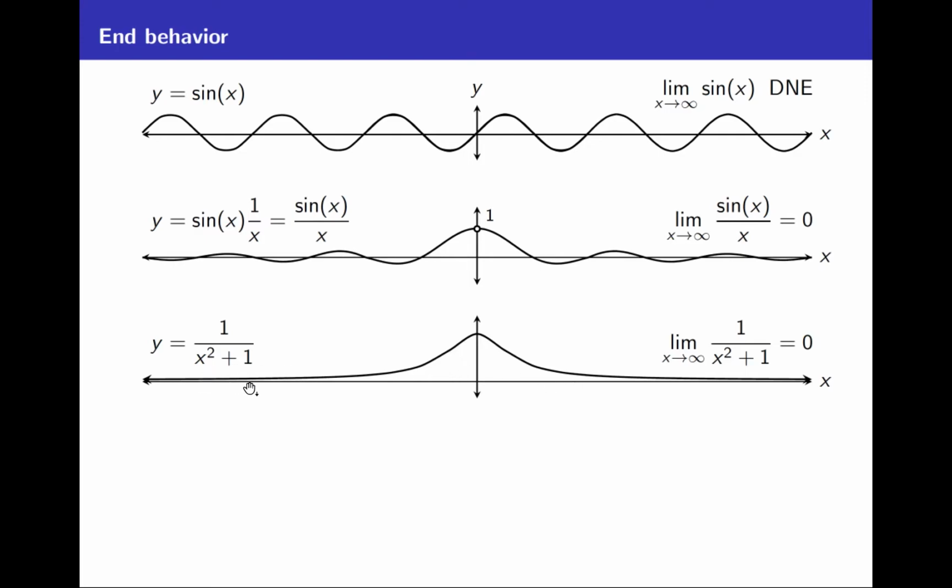For the same reason, as x approaches negative infinity, the x squared plus 1 is a positive number getting bigger and bigger and bigger. So its reciprocal is approaching 0. So also in this picture, we have the limit as x approaches negative infinity of 1 over x squared plus 1 equals 0. So in these previous two pictures, we had only one horizontal asymptote because the limits as x went to infinity and minus infinity were both equal to the same number.